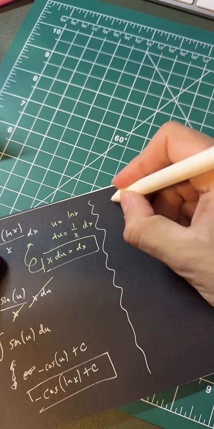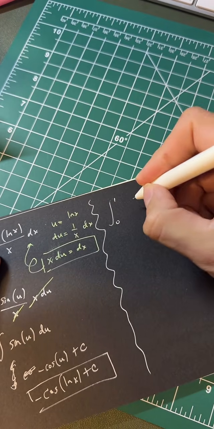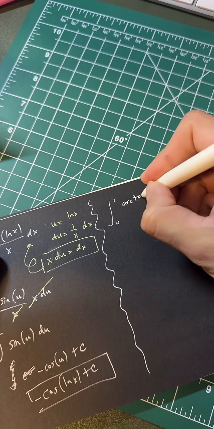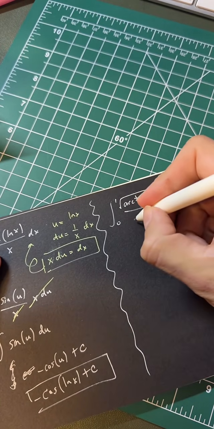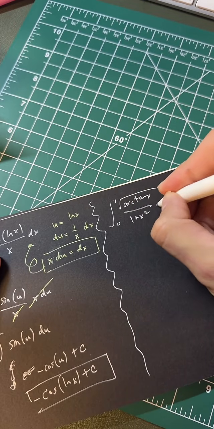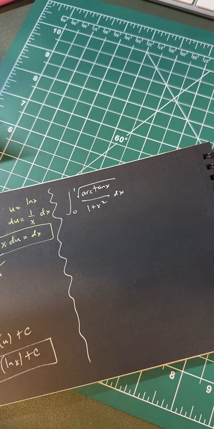So, integral from 0 to 1 of arctangent of x over... whoa, where is this? Oh, this is the square root of arctangent of x, I'm sorry, of 1 plus x squared dx. I'll give you a second to think about it. Let me know what you guys think we can use for this.